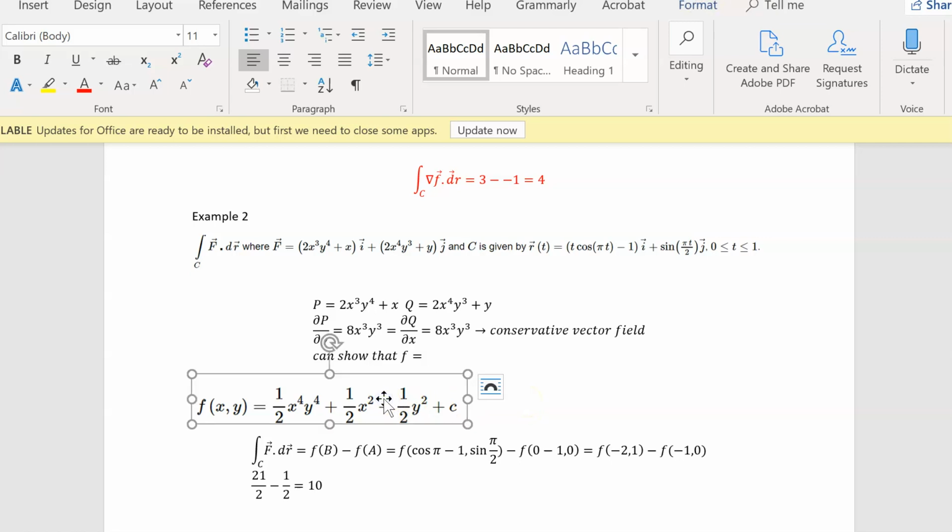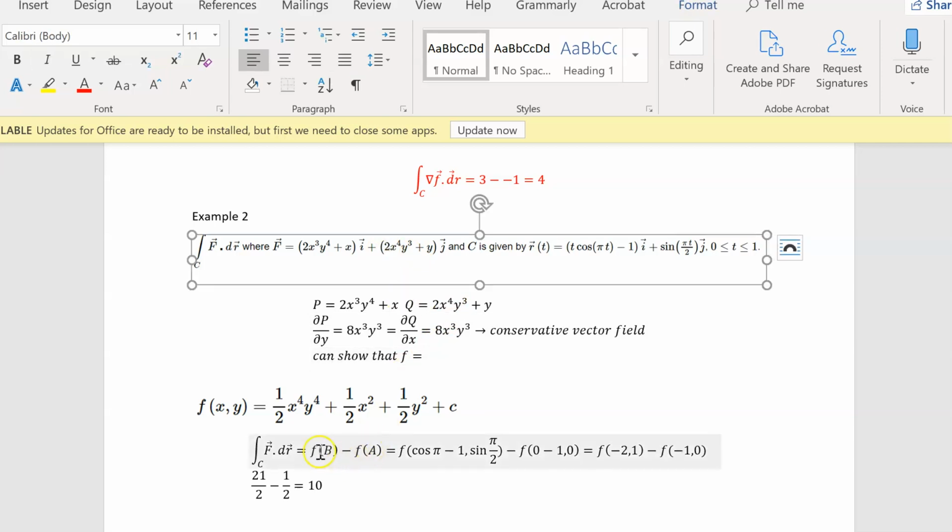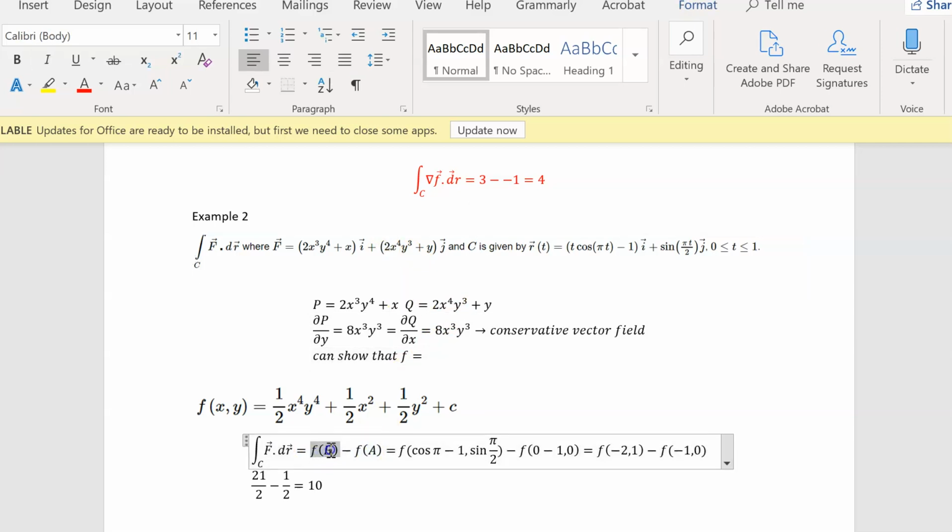So what you do now is, because we know that this is conservative, the value of the integral will be the value of the potential function at the end point minus the value of the potential function at the beginning point. So how do you find the endpoint now? This is the parameterization, t going from 0 to 1. So the endpoint you find by plugging in t equals 1.